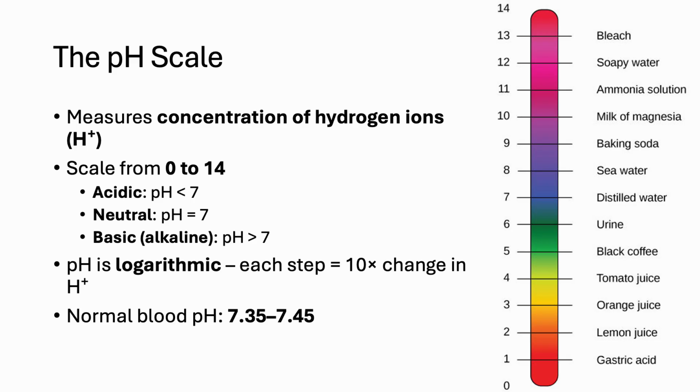The body keeps blood pH within a very narrow range, 7.35 to 7.45, because even small changes can disrupt enzyme function and lead to dangerous conditions like acidosis or alkalosis.